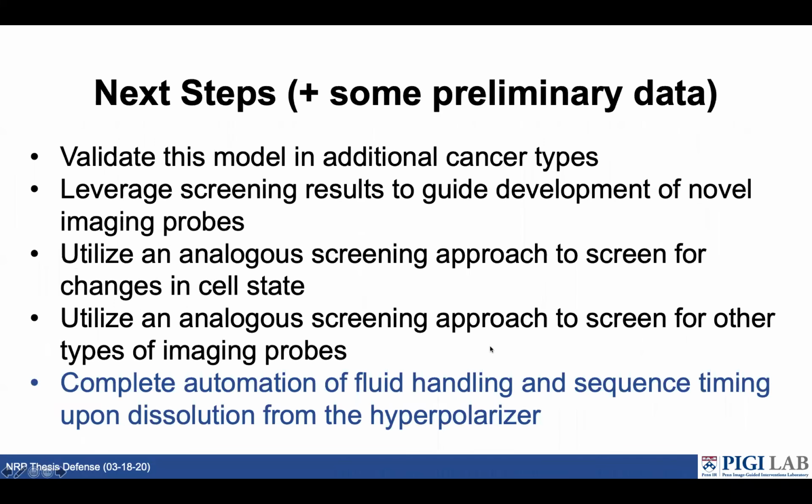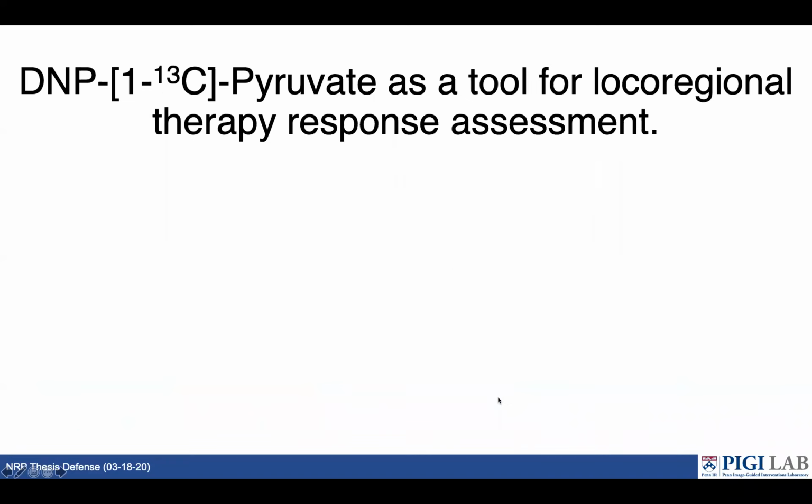And of course, completing the automation of the fluid handling and sequence timing so that we're saving as much time as possible with the Arduino setup as well. And as one other next step that isn't quite a next step because it already happened, just a logical offshoot of all of this work, was to use DNP pyruvate not as a tool for looking at systemic therapy, but as a tool for looking at local regional therapies.